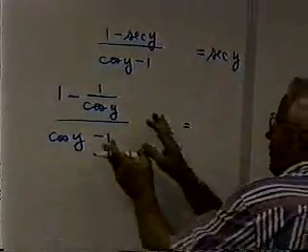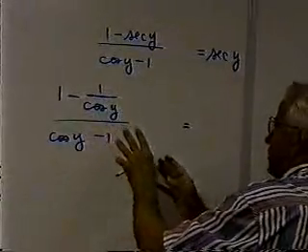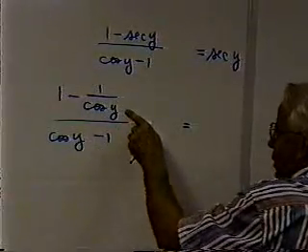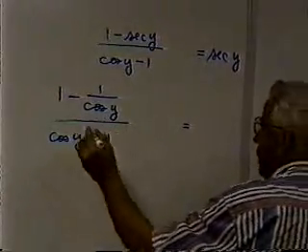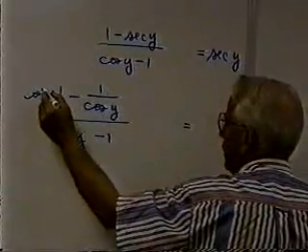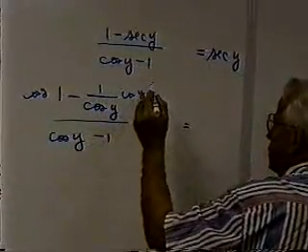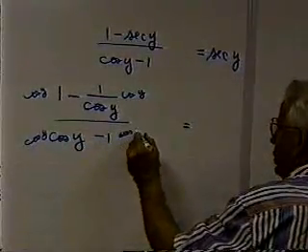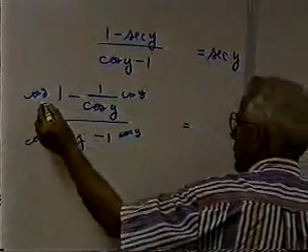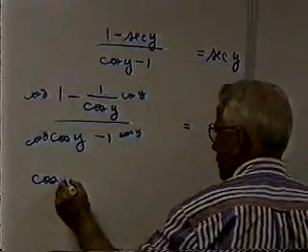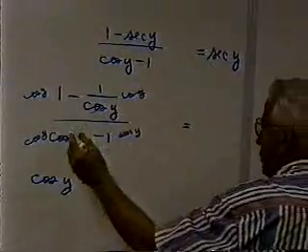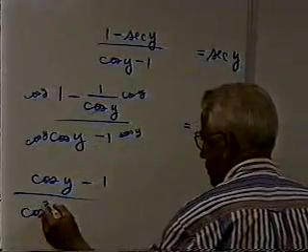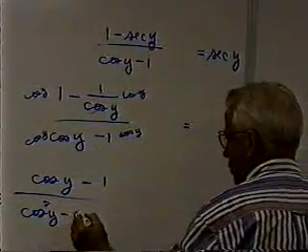All right, now we have a fraction over a number here, so we want to get a common denominator. We're going to multiply everything by the cosine of y. So cosine of y times 1 is cosine of y. Minus, the 1 drops out. Down here we have cosine squared of y minus cosine of y.